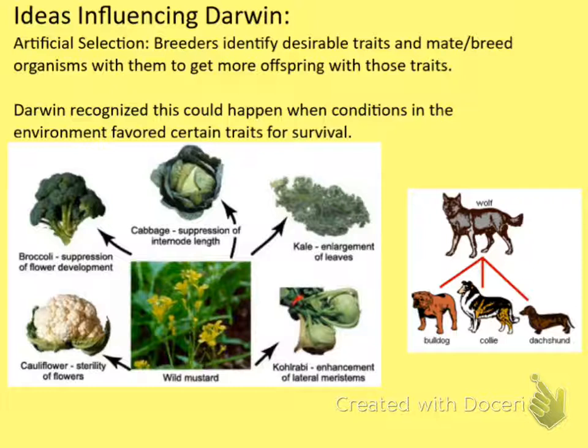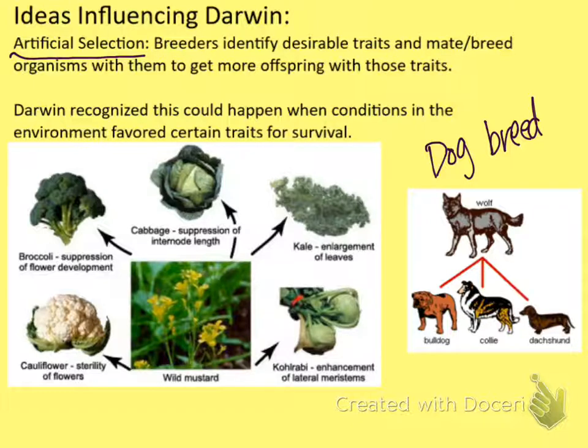The last piece that Darwin observed was that humans actually selected for traits and could change the characteristics of populations over time. This is called artificial selection. You might be familiar with dog breeds. Humans originally domesticated breeds based on the wolf. So dogs are simply domesticated wolves.